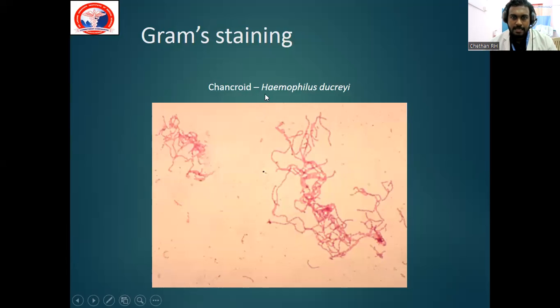This is chancroid, which is caused by a gram negative rod. You can see that the organisms are arranged in a linear line. This is called the railroad track appearance or school of fish appearance, which is seen with Haemophilus ducreyi, and it is very useful for the diagnosis of chancroid.